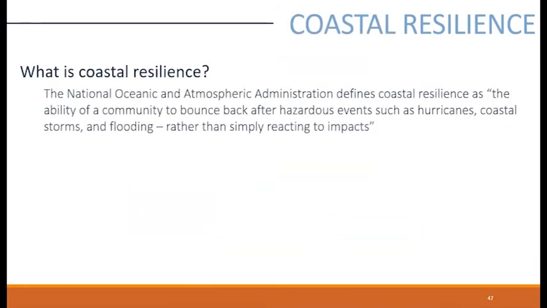So what is coastal resilience? According to NOAA, it's the ability of a community to bounce back after hazardous natural disasters or events, rather than simply reacting to the impacts. I'd also add that it relates to a community's ability to consider these likely impacts, plan for ways to minimize damage, and adapt to the circumstances before they actually happen.